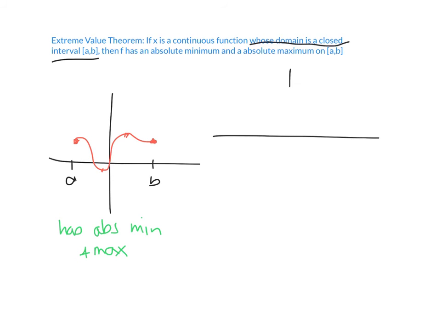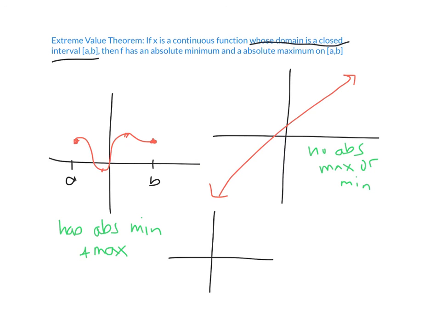Sometimes you're going to have something that goes on forever. This one, for example, is supposed to be a line, but it doesn't actually look like one. That one is not on a closed interval. You might notice that that one has no absolute max or min. That being said, sometimes things that are continuous and infinite will have an absolute max or absolute min or both. For example, this parabola right here has an absolute minimum but no max.